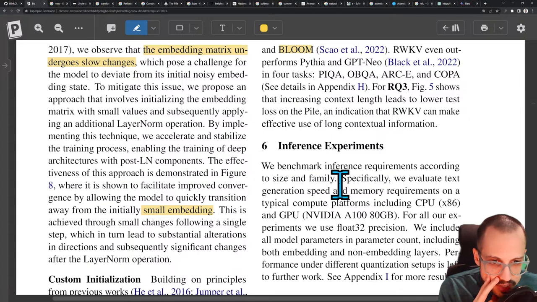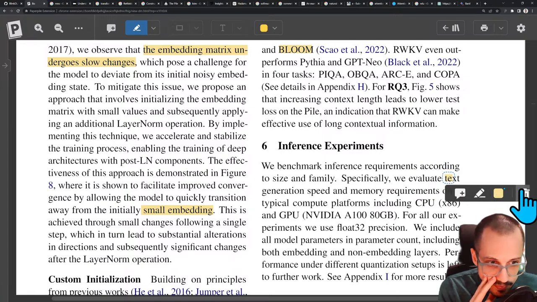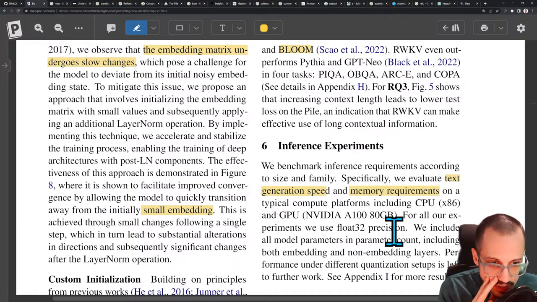Inference experiments. We benchmark inference requirements according to the size and family. Specifically, we evaluate text generation speed and memory requirements on a typical compute platform. So this is time complexity, and this is space complexity. An x86 CPU, and then an NVIDIA A100 with 80 gigabytes of RAM. In all experiments, we use float32 precision.